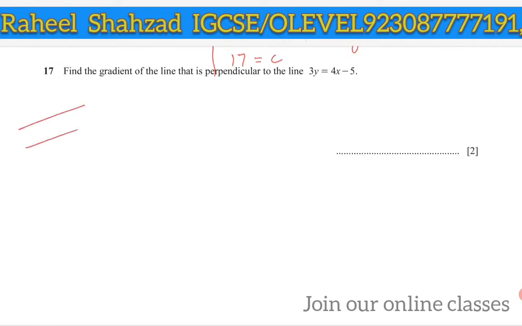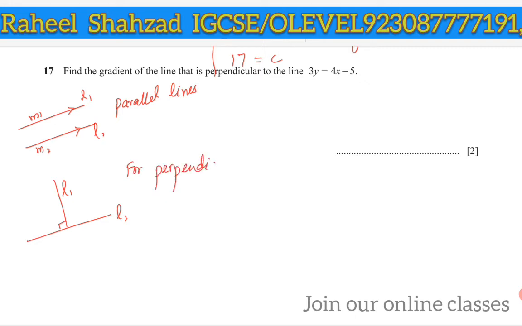Okay, we know that if two lines are parallel, slope 1 is equal to slope 2. For parallel lines both have the same gradients, and when two lines are perpendicular, slope 1 is equal to the negative reciprocal of the second slope. So m1 is equal to the negative reciprocal of m2.